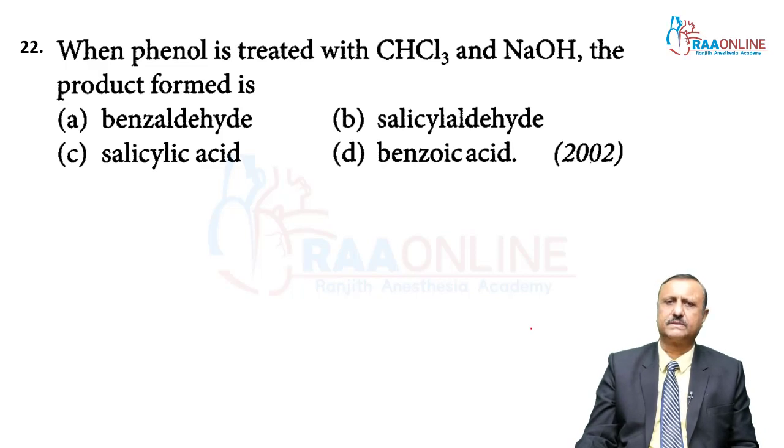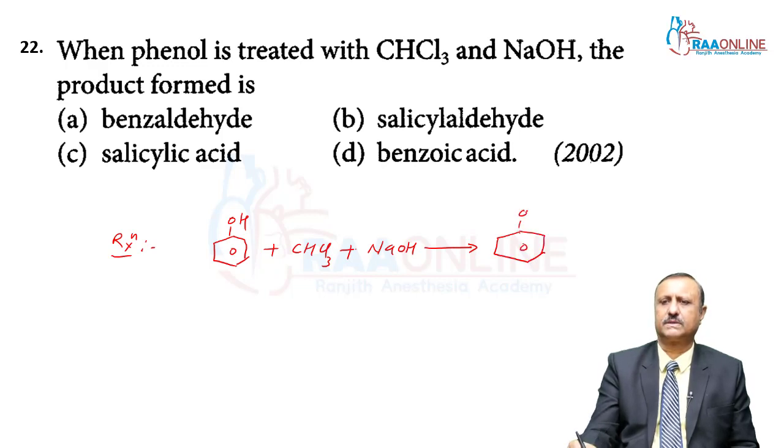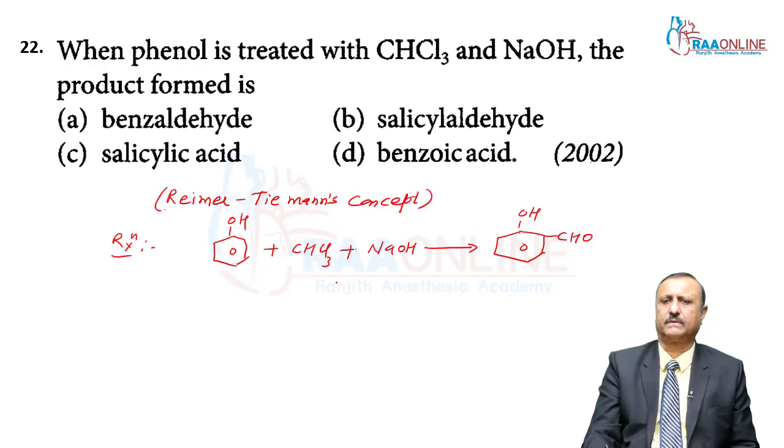Here phenol is treated with chloroform and NaOH. First of all, my dear students, you can write the reaction here. This is the phenol. When this phenol reacts with chloroform and NaOH, it forms a very important reaction, which is called the Reimer-Tiemann reaction. I gave you the concept of the Reimer-Tiemann reaction before in this chapter.